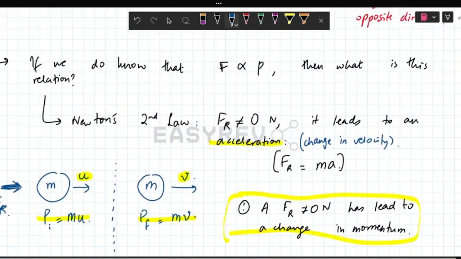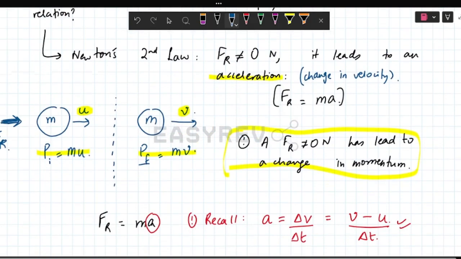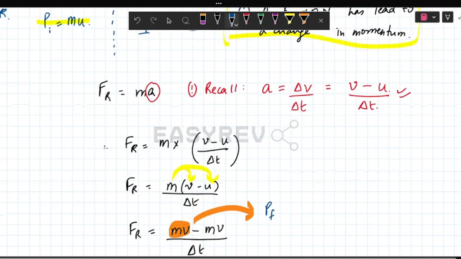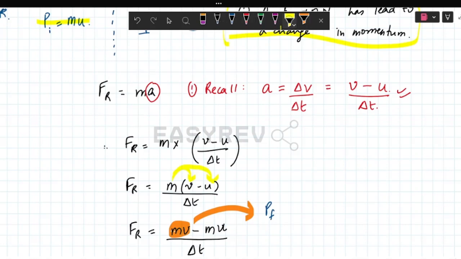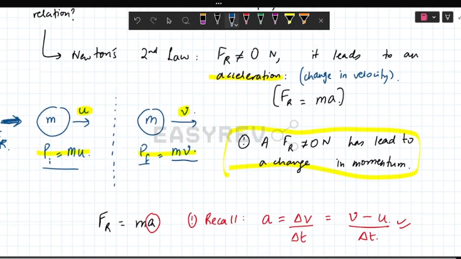The final momentum is the momentum that the object has after the force is exerted. And similarly, we have the initial momentum, mu, over here. So mu is the initial momentum. And just to convince you, you can see it here. Initial momentum is m times u, meaning it's the momentum of the object before the resultant force is exerted.